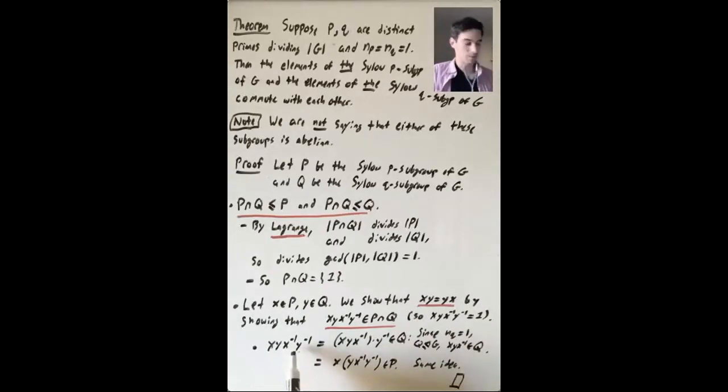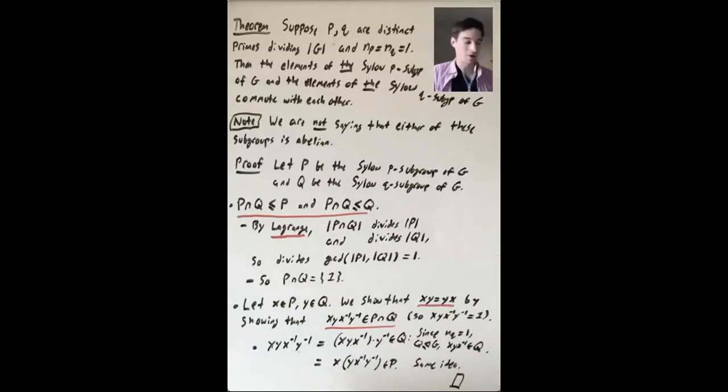So first, let's take this product and just group the terms together as xyx inverse times y inverse. y inverse is in Q for sure. And then xyx inverse is also in Q. Because there's a unique Sylow q subgroup, it's normal, which means that if you conjugate by any element in G, you stay in that subgroup. So in particular, xyx inverse is still in the subgroup Q. So we get something in Q times something in Q. So this product is in Q.